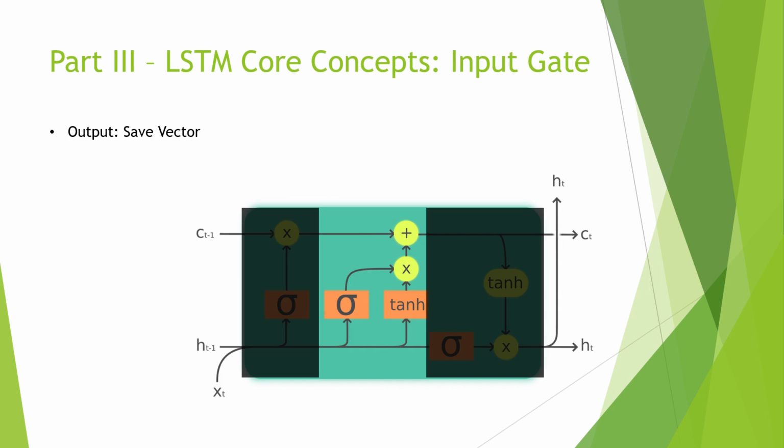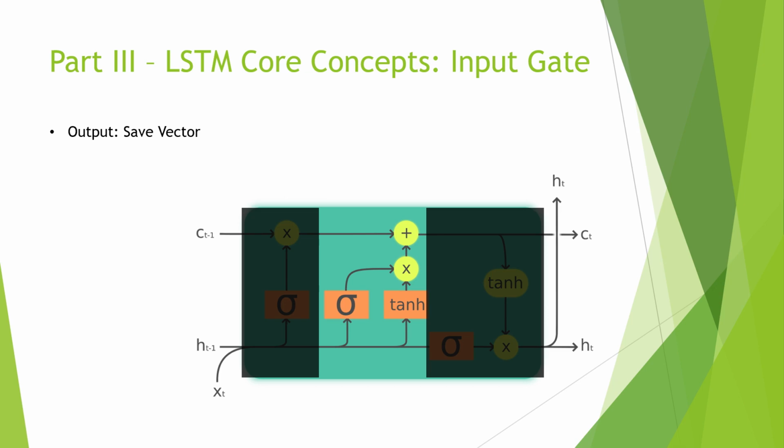The second gate information must pass through in the LSTM cell is called the input gate. The main purpose of the input gate is to decide which information is relevant and should be retained and added to the current cell state. When we evaluate the input gate in the image shown below, we see the same inputs as the forget gate. That is the combination of the previous hidden state, ht minus 1, and the current input, xt.